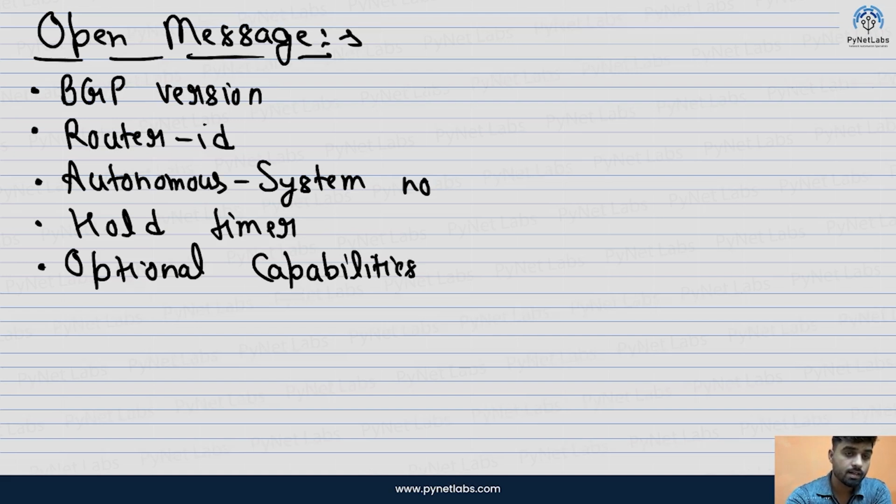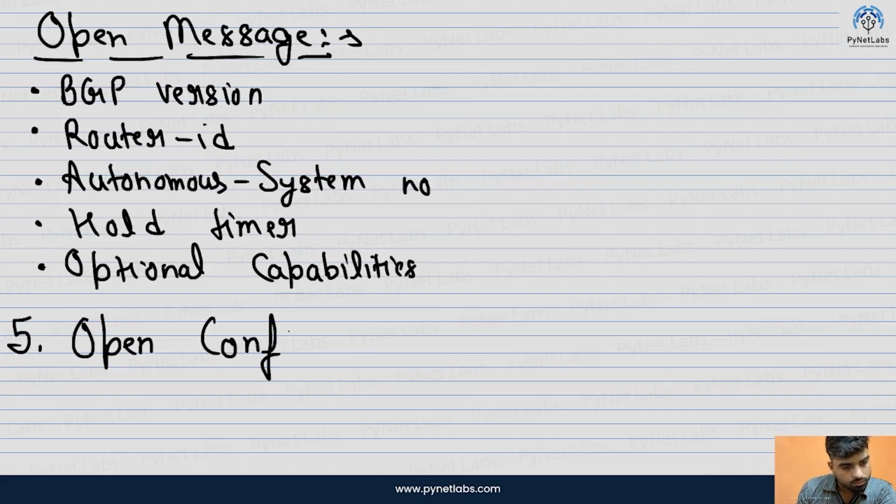So these are the things which are stored inside this open message. At this OpenSent state, both of the routers will send one open message to each other, so it gets exchanged between both the routers. Once both of your routers exchange this open message, they reach the next state, that is known as state number 5, which is known as OpenConfirm. This OpenConfirm state represents that both the routers have seen each other's open message. And at this state they exchange one more message, that is known as the keepalive message.